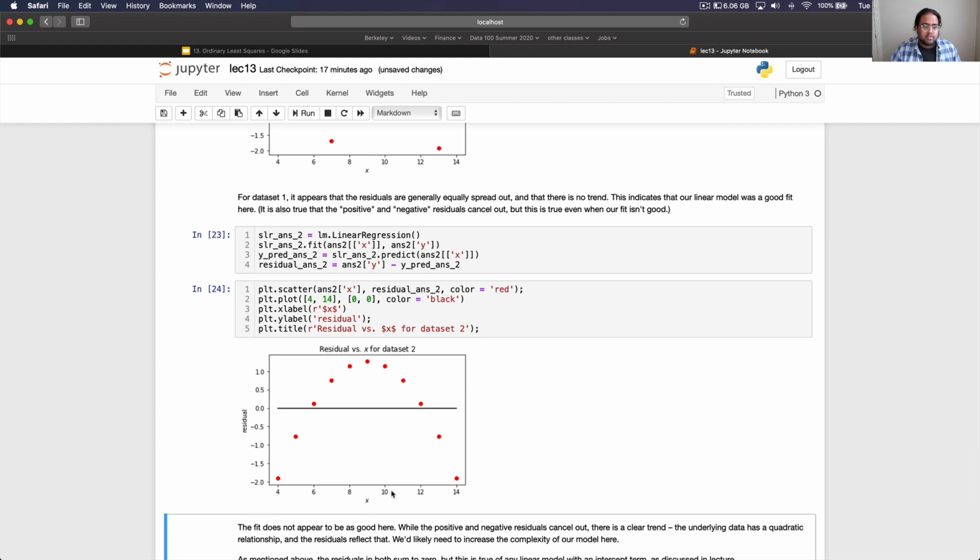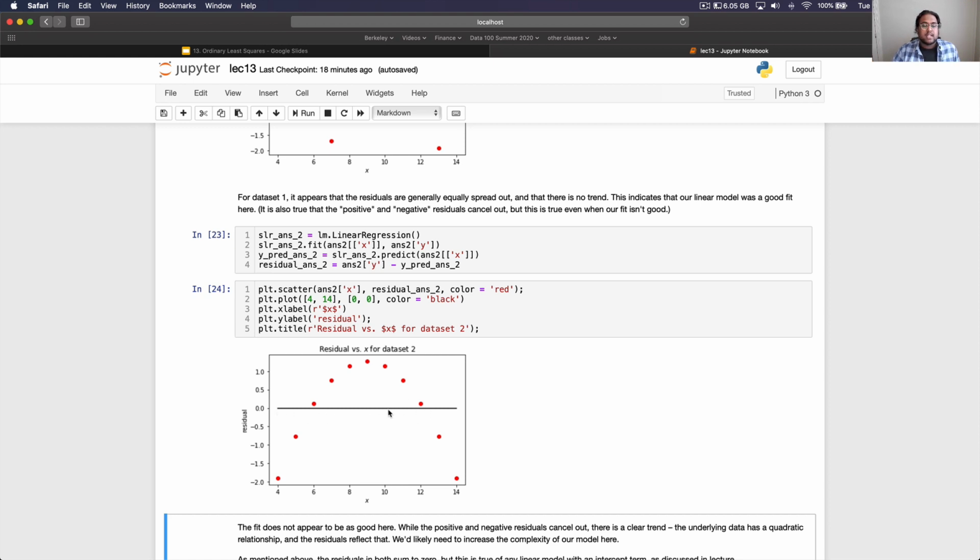Here, the relationship between x and our residuals is clearly quadratic or parabolic. We could almost exactly fit a parabola through these values. And so what that's indicating to us is that we likely need to add more features in order for our model to be any good. Now, I didn't mention this earlier, but this black line represents when our residual is equal to 0.